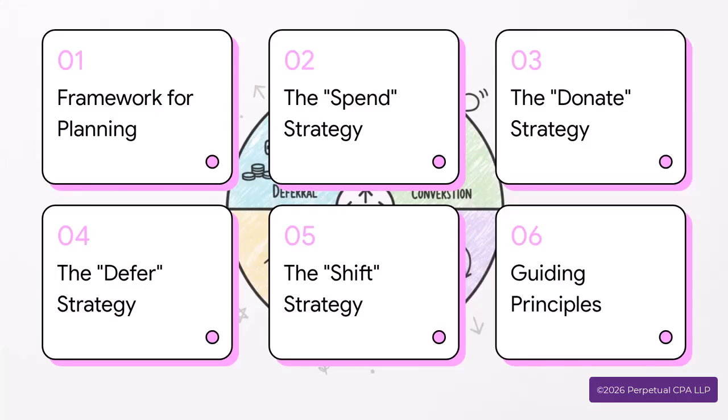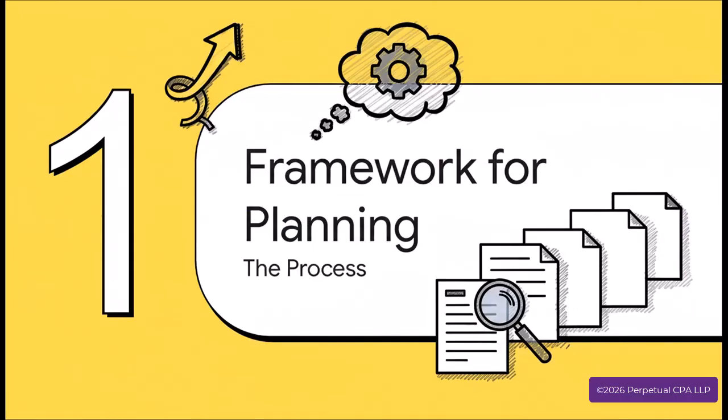Okay, so here's our game plan for today. First, we're going to look at the overall framework for planning. Then we'll get into the 4 core strategies: spend, donate, defer, and shift. And to wrap things up, we'll go over some essential guiding principles and, of course, a quick disclaimer. All right, let's get right into it with our first section, the framework for planning.